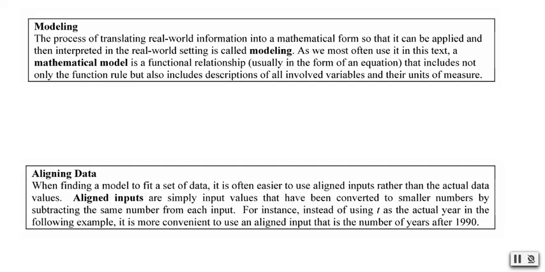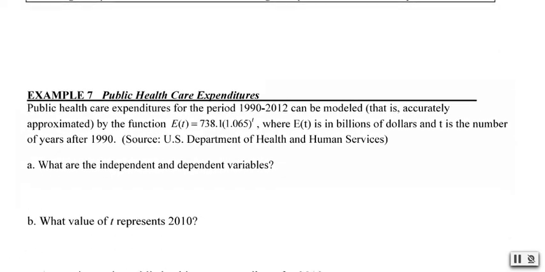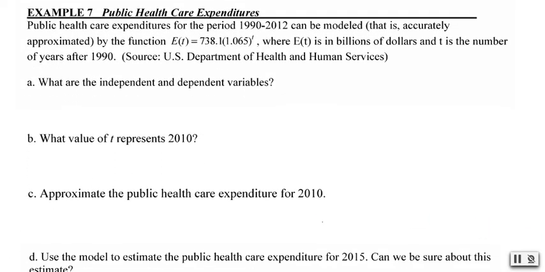For instance, instead of using the year 1990, you can say X is representing the number of years after 1990, or T is the number of years after 1990. And that way, if you get a T value of 30, then you know that that represents the year 2020 because it's 30 years after 1990. All right. And that will make a difference on the models that you come up with, so be careful with that.